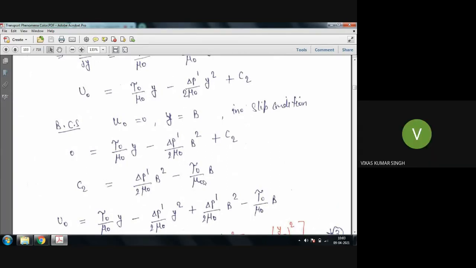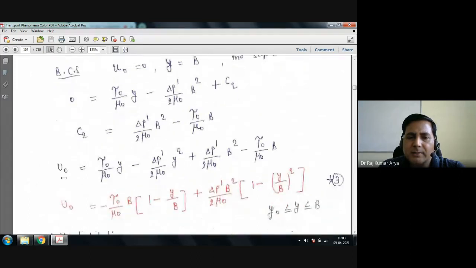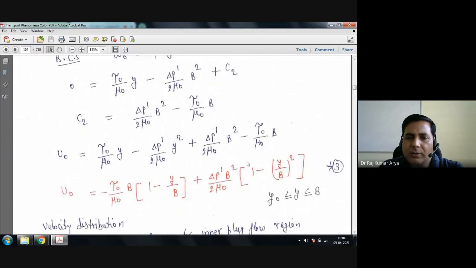After getting C2, substitute it here. This would be the expression for u, tau naught y upon mu naught minus delta p dash y square over 2 mu naught plus the C2 term. So you will arrange it. Now this is your expression for the velocity profile in the outer region.